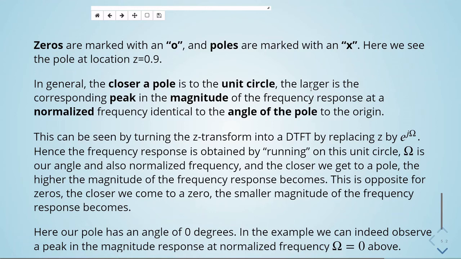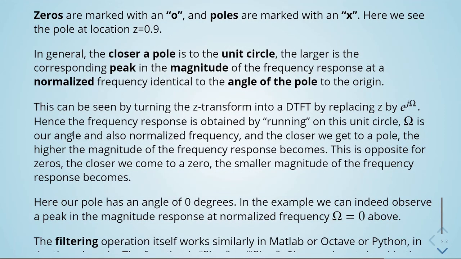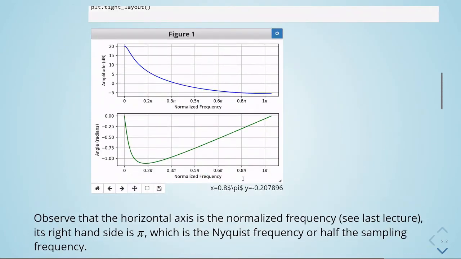So the closer we get to a pole, the higher the magnitude of the frequency response becomes. And this is opposite for zeros. The closer we come to a zero, the smaller the magnitude of the frequency response becomes. So here our pole has an angle of 0 degrees, and in this example we can indeed observe a peak in the magnitude response at a normalized frequency omega equals 0. So we have it, omega equals 0.